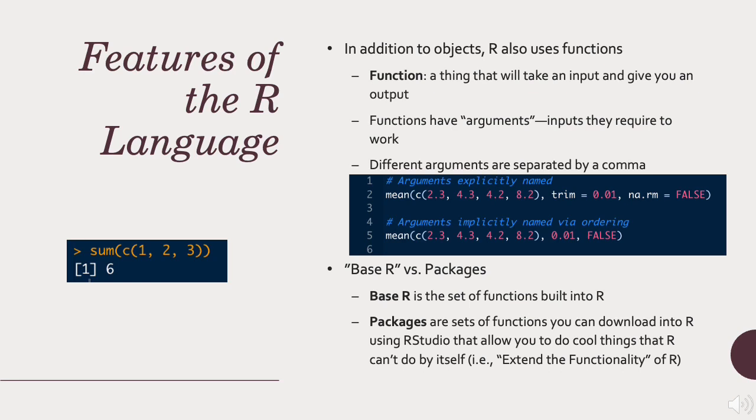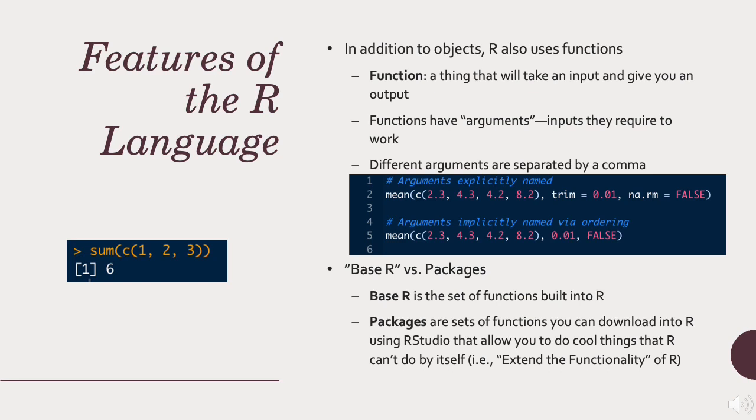We'll get more into how to use the mean function later, but the point is there's a bunch of different options you have for just this one simple function. And so you can either explicitly call them by actually writing out their name, so trim equals whatever you want it to be, na.rm equals, in this case, FALSE, but you could say TRUE and it'll remove the NAs.